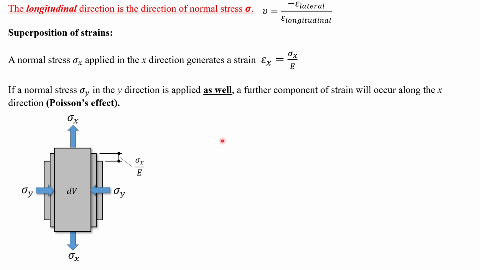If a normal stress in the Y direction is applied as well at the same time, so we're pulling it apart vertically, but we're also compressing it in the Y direction, what's going to happen to this 3D object now? Therefore, a further component of strain will also occur along the X direction. Okay? This is fairly normal for an object to have more than one load applied to it at one time. Slow down so people can write down.